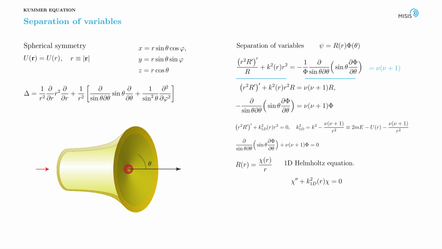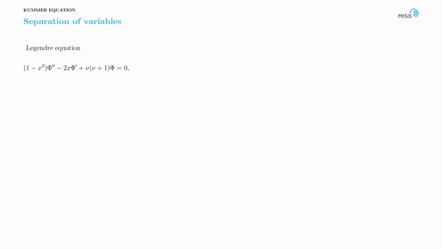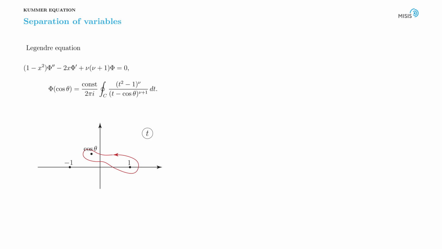In the angular equation, we may change cosine theta to x, and it is turned into the following. This is a celebrated equation in mathematical physics. It is called the Legendre differential equation. In 2 weeks' time, we'll prove the following integral representation for it, where the closed contour C is depicted in the figure. Well, there are actually two contours, which give two linearly independent solutions. But I present here just one.